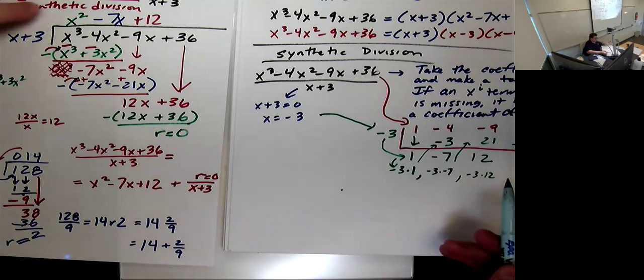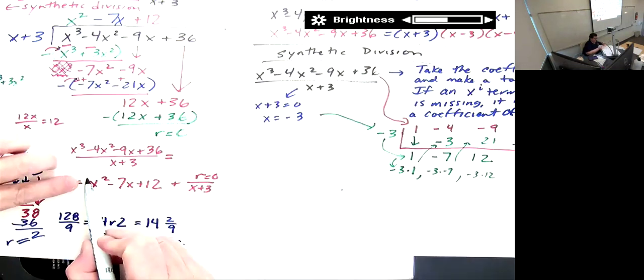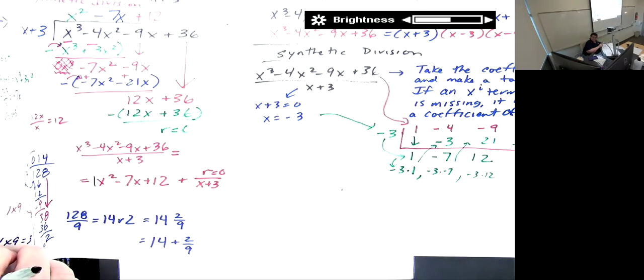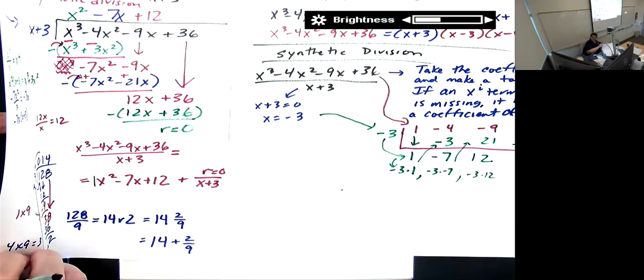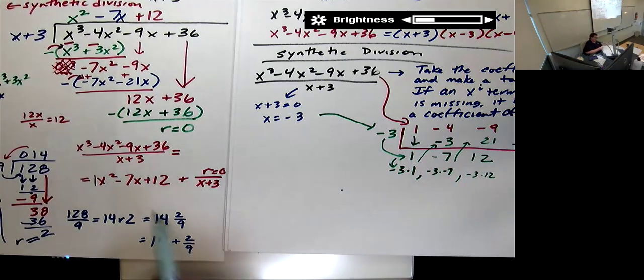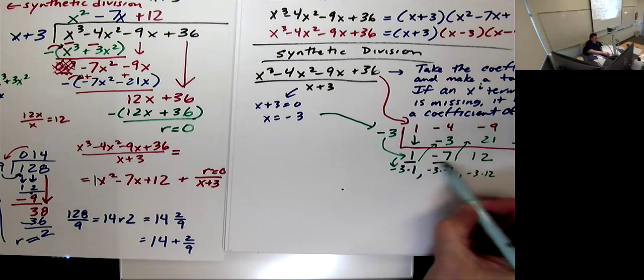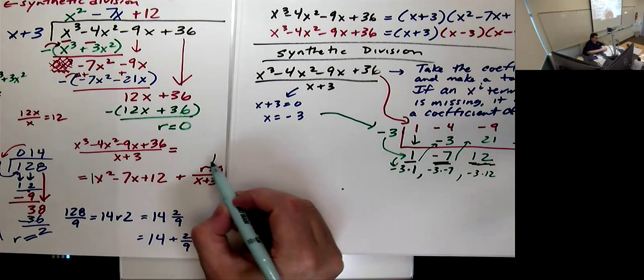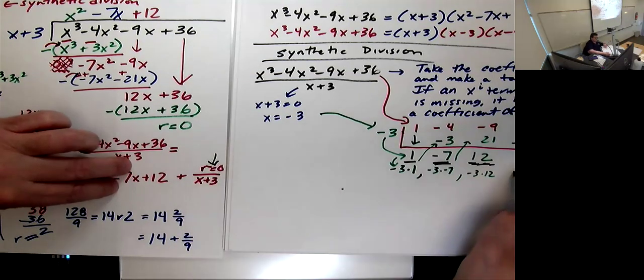Notice, if I put a coefficient there, 1, -7, oh, that got bright. I was like, whoa. I'm going the wrong way. Let there be light. 1, -7, 12. Remainder of 0.